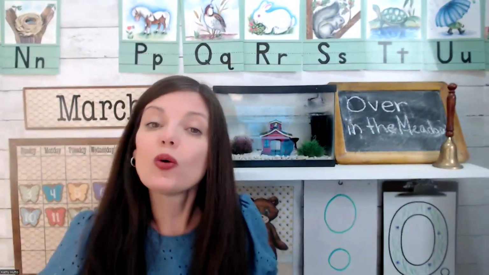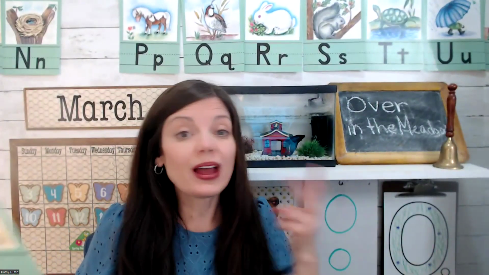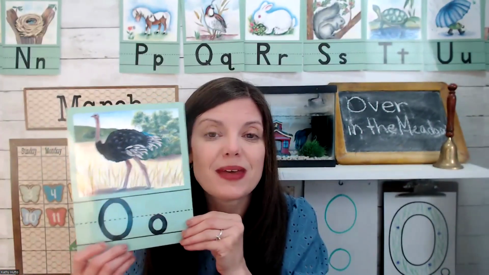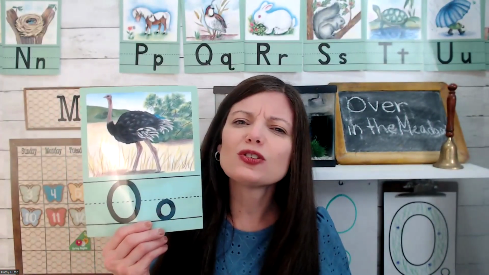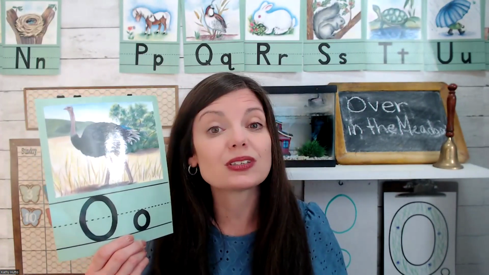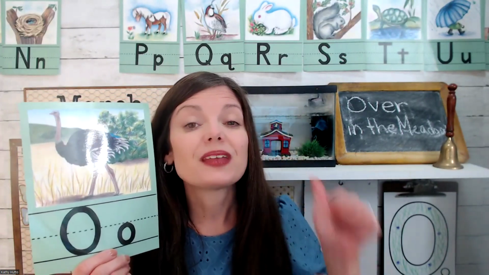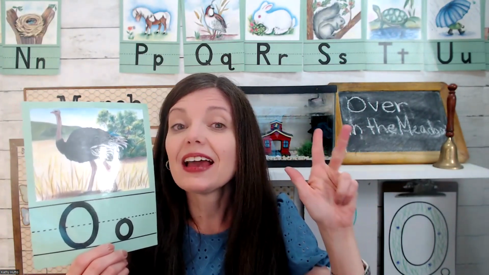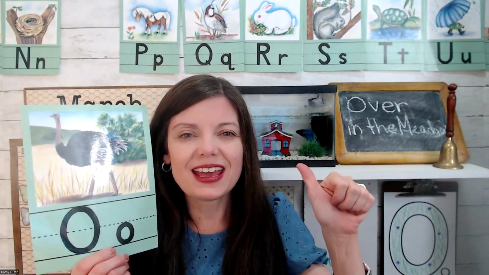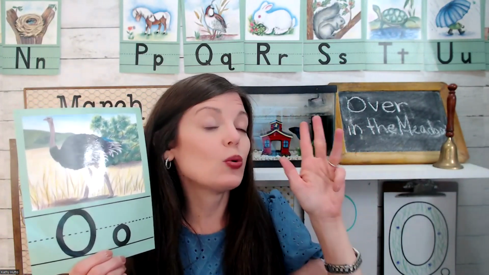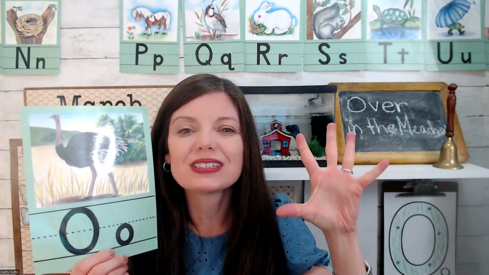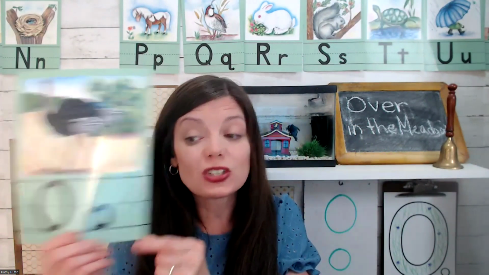Well, now we know what letter O looks like. We can recognize it. We can write it. So next we'll talk about the sound that it makes. Letter O is one of those special letters that we call the vowels. The vowels are A, E, I, O, U. These are the vowels. O is one of those 5 special letters.